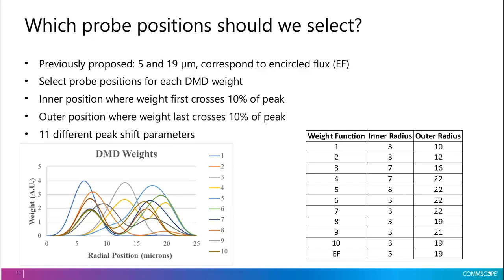We're also going to look at probe positions corresponding to the different DMD weights. So in the TIA standard, there's 10 different weighting functions for DMD measurements. I plotted those in the bottom left. And we're going to select an inner radius and outer radius position for each of those. The inner will be where this DMD weight function first crosses 10% of its peak, and the outer will be where it finally crosses 10% of its peak. So this is going to leave us with 11 different peak shift parameters. 1 through 10 correspond to DMD weights 1 through 10, and then EF is the 5 and 19 microns.